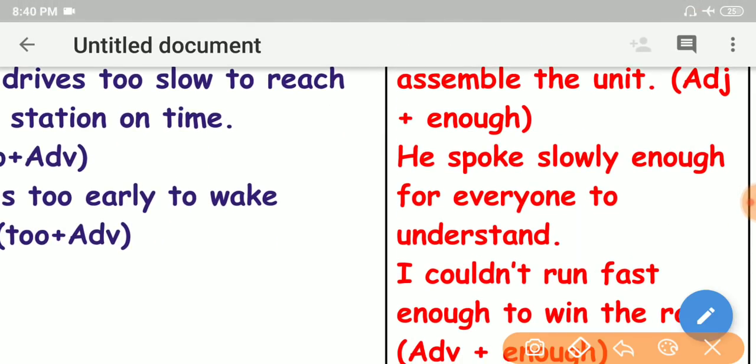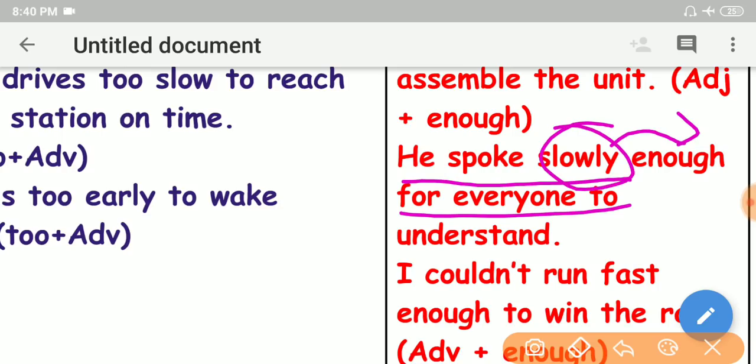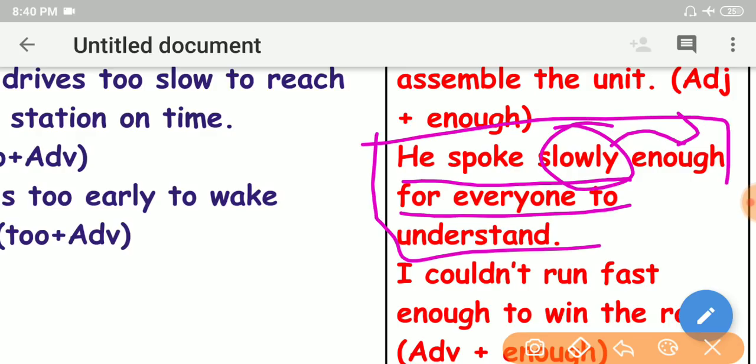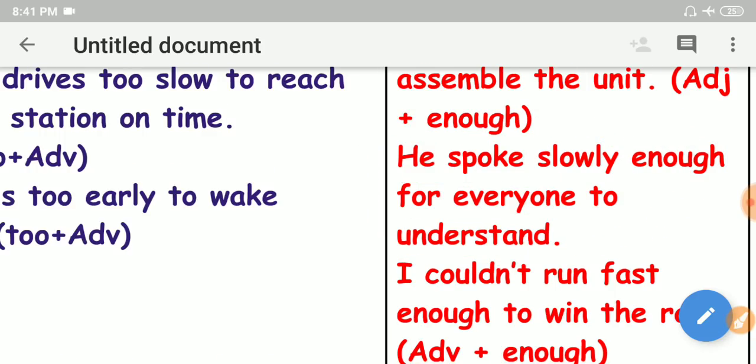At the same time, he spoke slowly enough for everyone to understand. While he was speaking, he spoke slowly and legibly, so that everyone understood. That means this sentence also gives a positive meaning. Again, "slowly" is an adverb. How did he speak? He spoke slowly. "Enough" is used after the adverb. This is another pattern which we must understand, my dear friends.